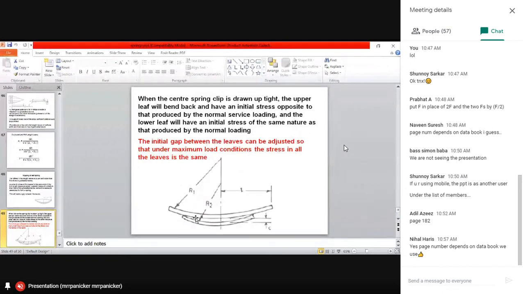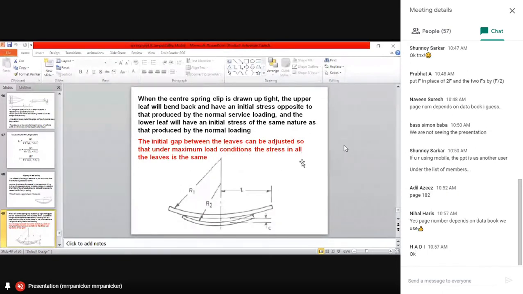So the initial gap between the leaves can be adjusted so that under the maximum load condition, the stress in all the leaves is the same. Once after the assembly, when the load is applied, what will happen? The stresses already in the full length leaves will be relieved first, because that is being stressed in the opposite direction. So it should be relieved first, and then under maximum load condition, the stress in all the leaves will remain the same.